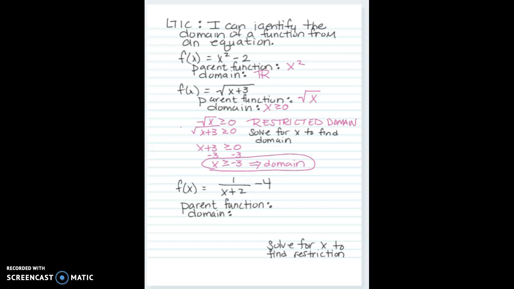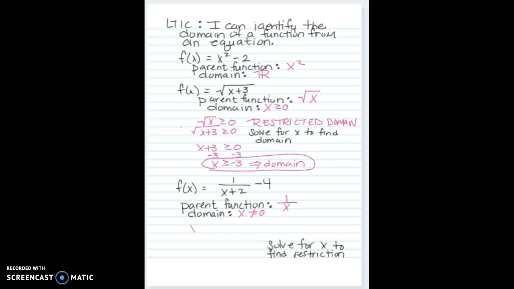Let's look at another function. f of x equals 1 over x plus 2, minus 4. The parent function of this would be 1 over x. It is a rational function. Do we have any domain restrictions? This one is tricky because can we have negative numbers in the denominator? Yes, we can. Can we have positive numbers in the denominator? Yes, we can. But we cannot have 0 in the denominator. Therefore, the restriction on the parent function is that the denominator x cannot equal 0.